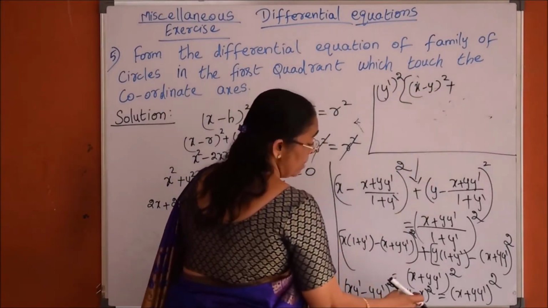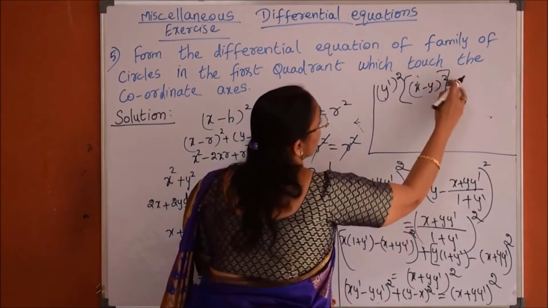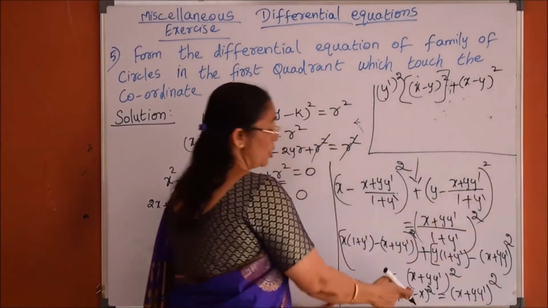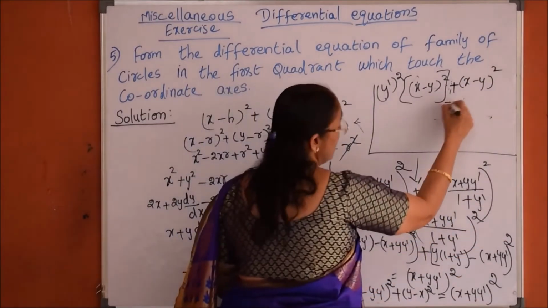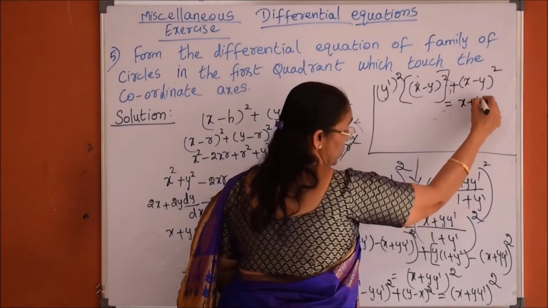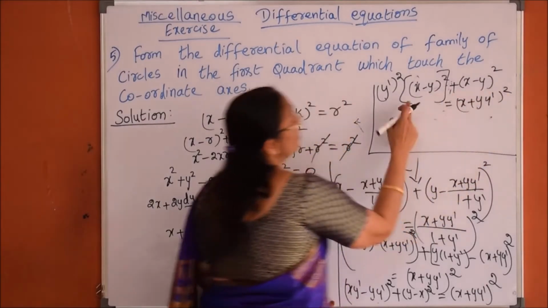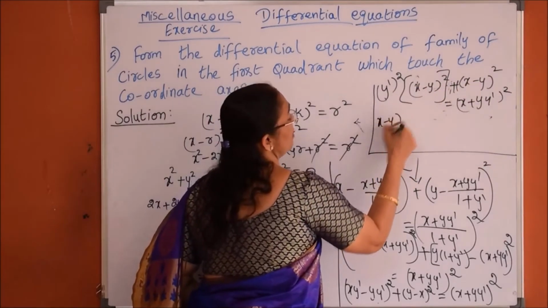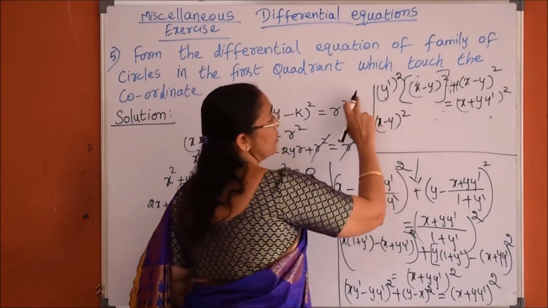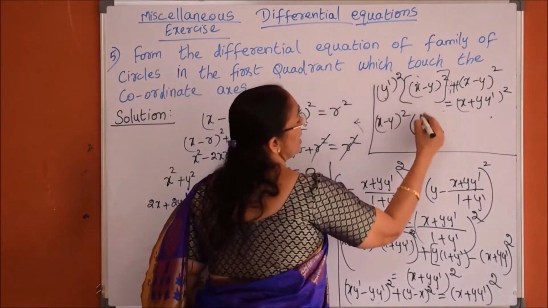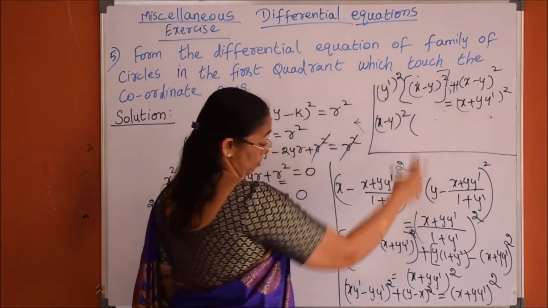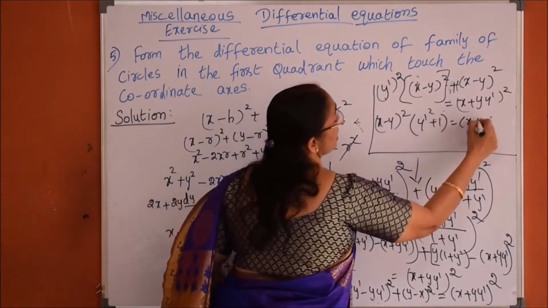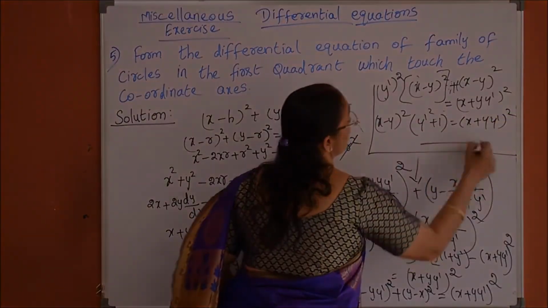plus this term is y minus x, we can write it as (x minus y) whole square again, perfect square. So, (x minus y) whole square or (y minus x) whole square both are same, which is equals to (x plus y dash) whole square. Now, again factorization, (x minus y) whole square can be taken common outside. By taking (x minus y) whole square outside, you will get y dash square plus 1. y dash square plus 1 is equals to (x plus y dash) whole square.